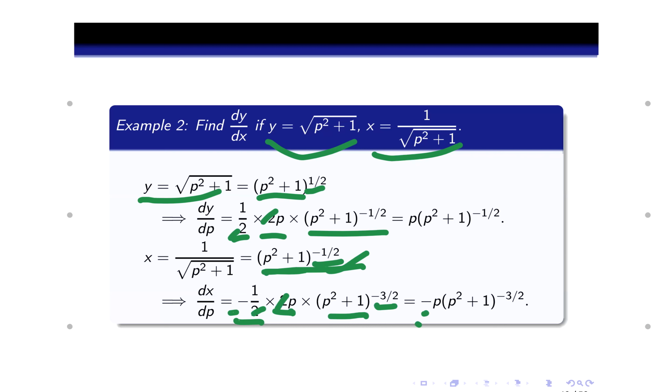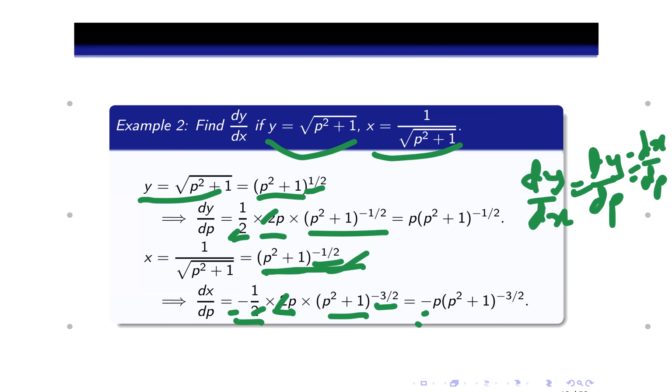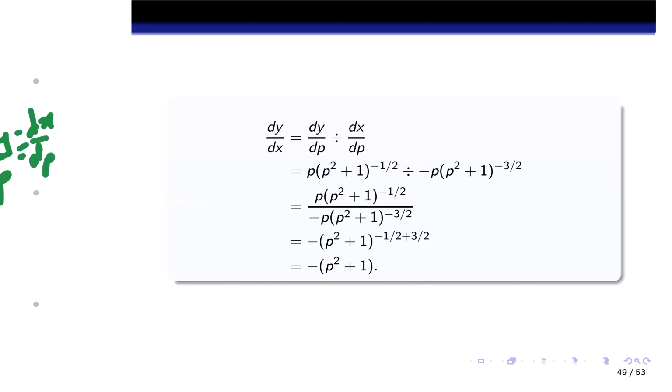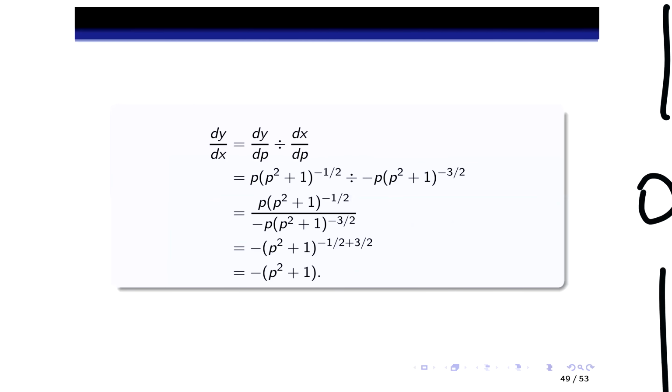So we can now go ahead, since we need dy/dx, of course, that will simply be dy/dp divided by dx/dp, like we know for parametric expressions. So you have dy/dx equals dy/dp divided by dx/dp. So this is dy/dp, which is p into (p squared plus 1) raised to minus half, divided by minus p into (p squared plus 1) raised to minus 3 over 2.